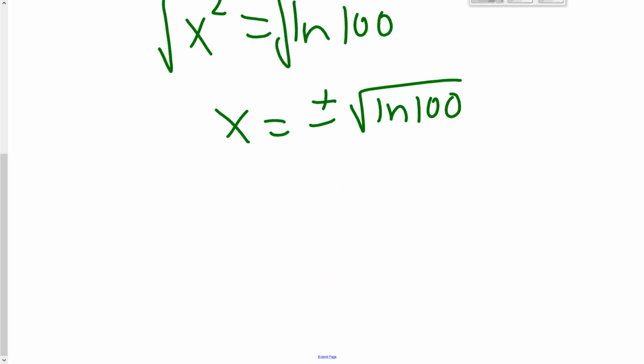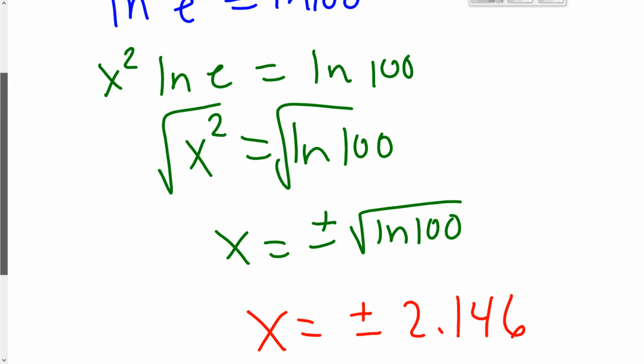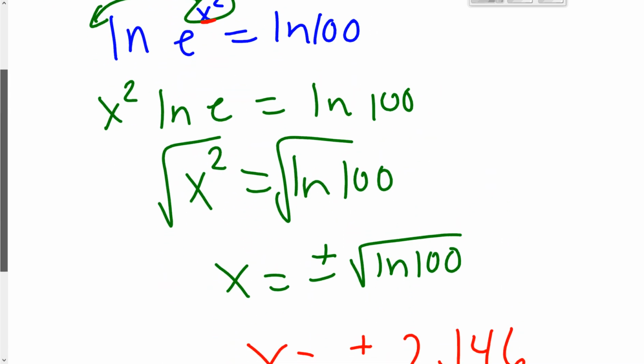Now we can go ahead and put that in a calculator. The square root of ln of 100, and it is plus or minus, right? Because it's the square root. Plus or minus 2.146. All right. So that's number 15. 17 is next.